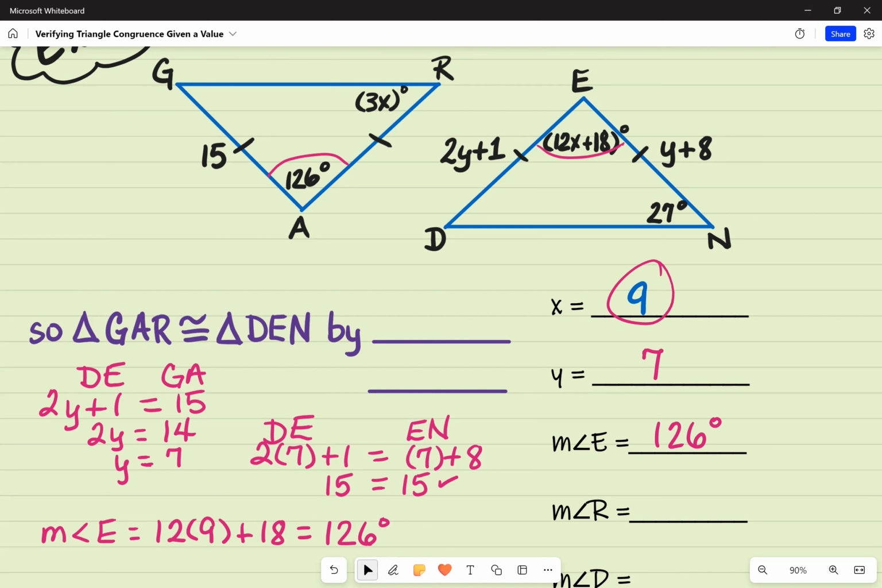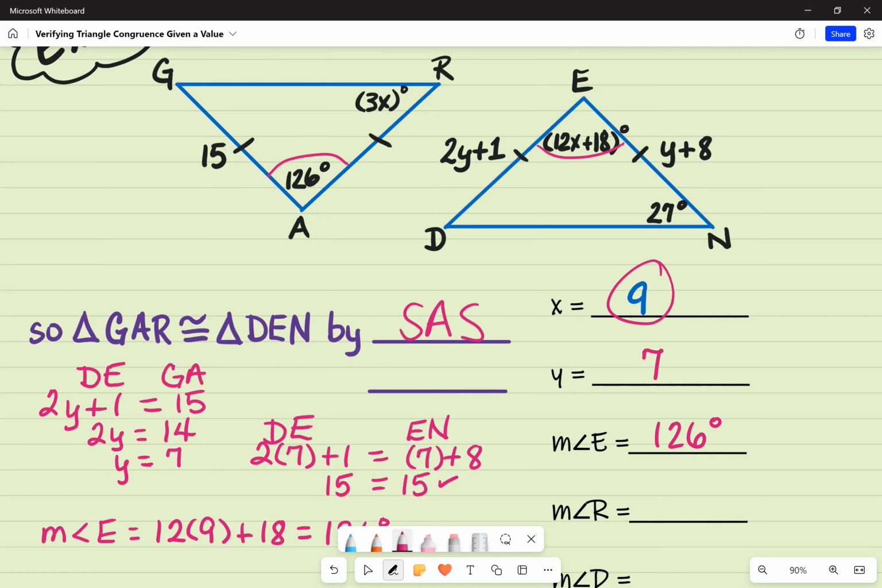At this point, I can clearly see that I have side, angle, side. What I do to one side, I have to do for the other. So GA and DE go together. So I would have another side and angle, and then AR and EN go together, another side. So side, angle, side. That's one way. If I really just wanted to prove it and stop, that's what I would write. But I'm going to keep going because there's another way I can prove it.